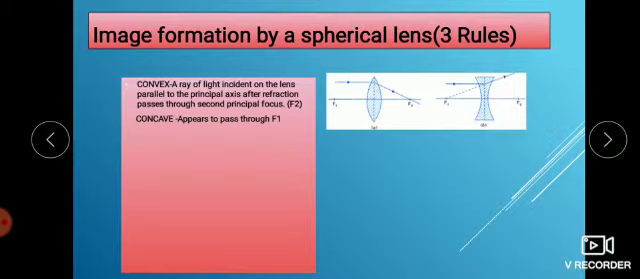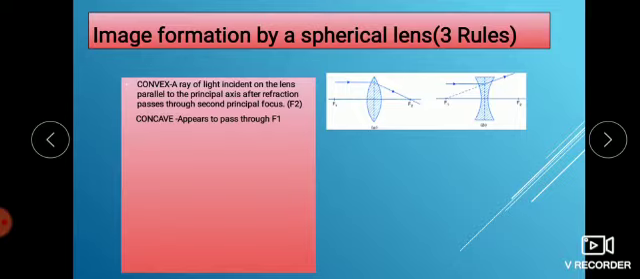The first rule states that a ray of light incident on the lens parallel to the principal axis, after refraction, passes through the second principal focus. That is, you have a ray parallel to the principal axis. After refraction, it passes through the second principal focus, that is your F2. Is that clear? In case of a concave, what happens? This is the ray, okay? This is getting diverged, so it appears to pass through F1, right? Because it's happening on the other side. It's a diverging lens. So this you should be very clear.